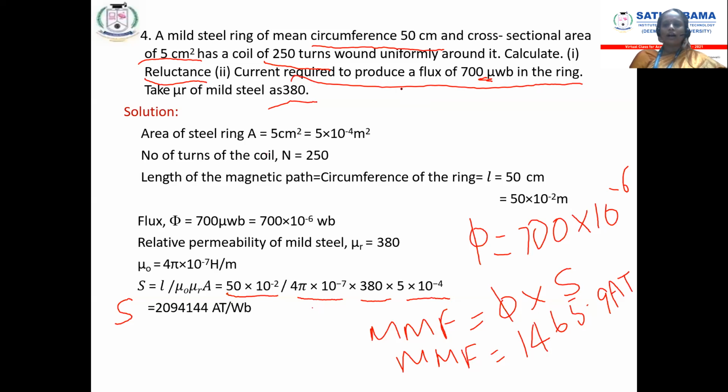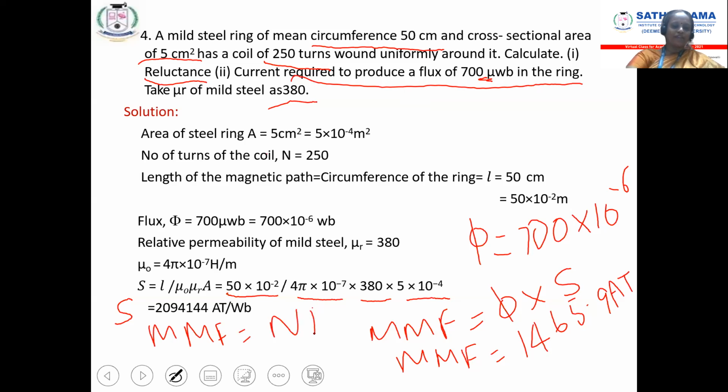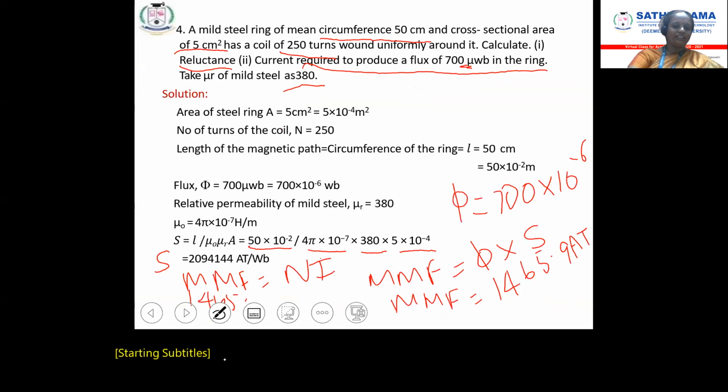Now tell me the formula for MMF. Yeah, Neha, correct. N into I. MMF is nothing but N into I. And we know the number of turns and we know the MMF. Now you find out the current. MMF is 1465.9.